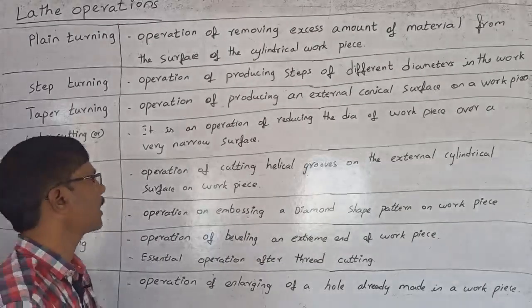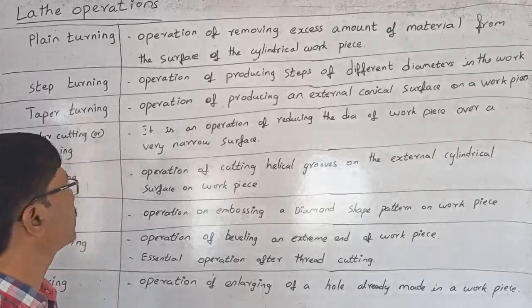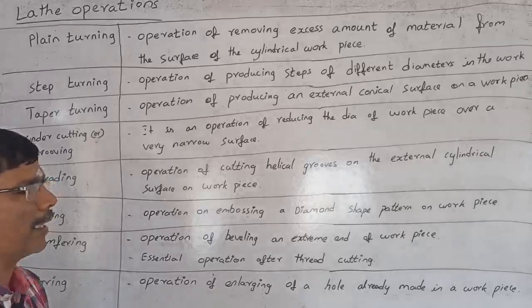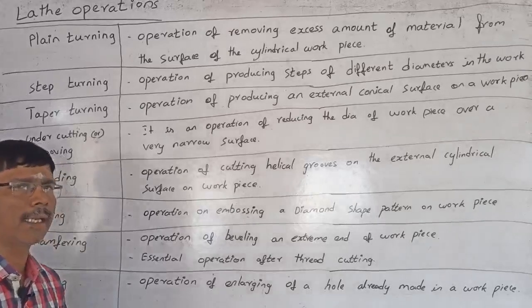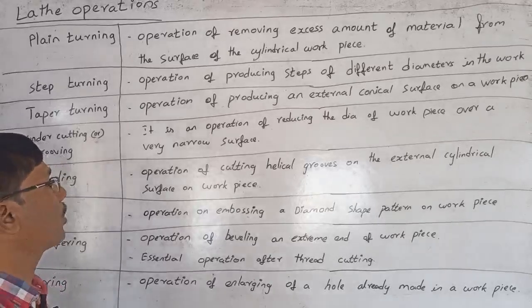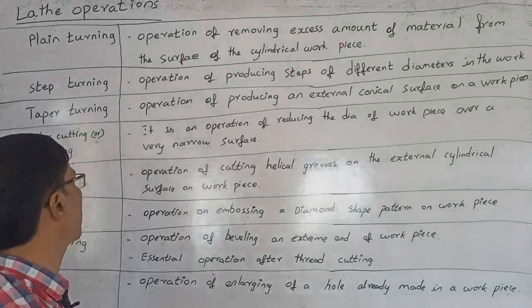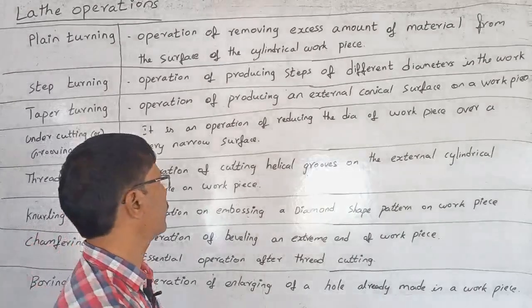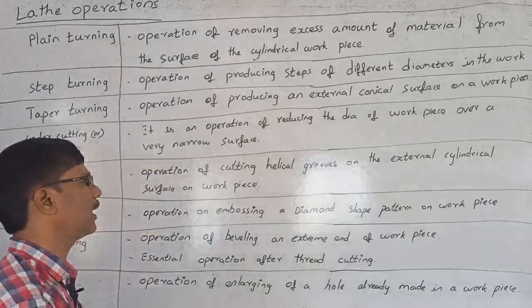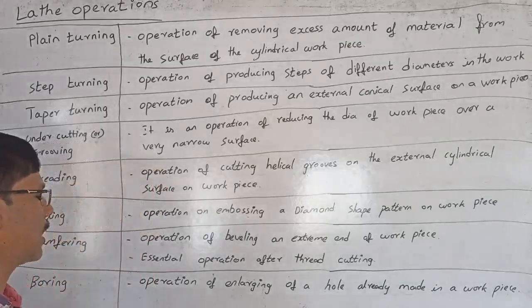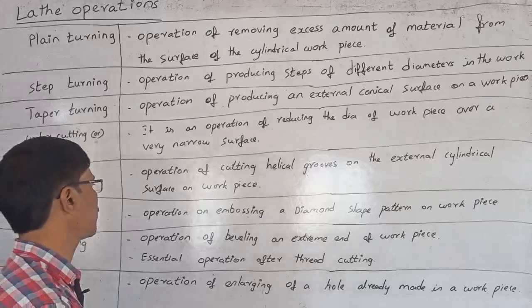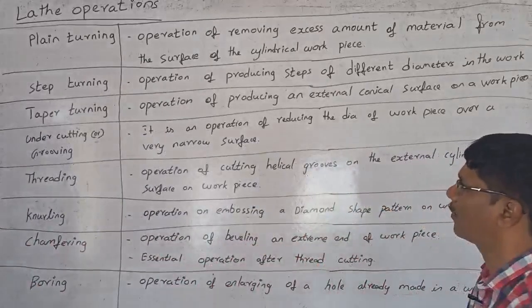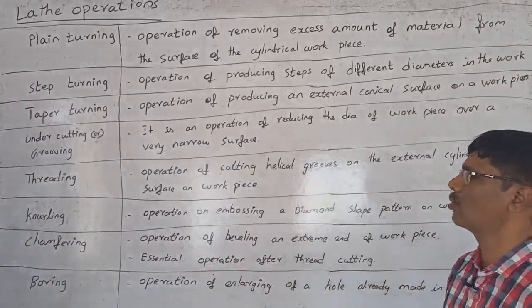The next one is undercutting or grooving. It is the operation of reducing the diameter of the workpiece over a very narrow surface. The next important operation is threading. The process of cutting helical grooves on the external cylindrical surface of the workpiece is termed threading.